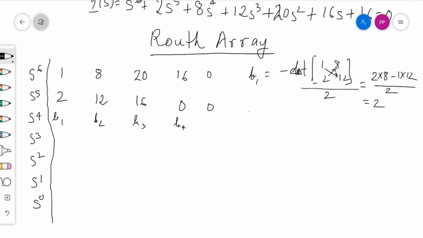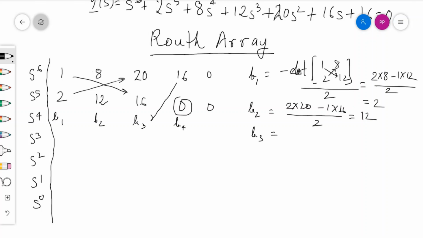Then you get b2. So 2 into 20 minus 1 into 16 divided by 2. So this should be 40 minus 16 by 2, so 24 by 2 is 12. Similarly, you can go for b3. When this element is 0, this will be fed into b3, so that should be 16. So b1 is 2, b2 is 12, b3 is 16, and b4 is 0.